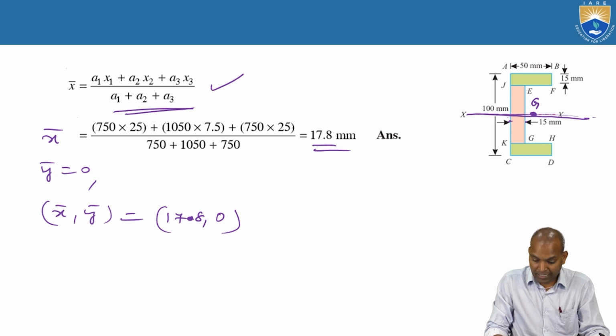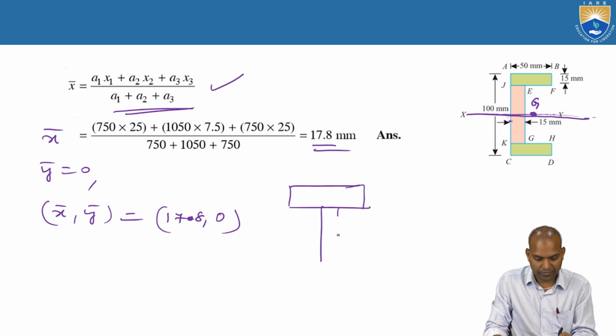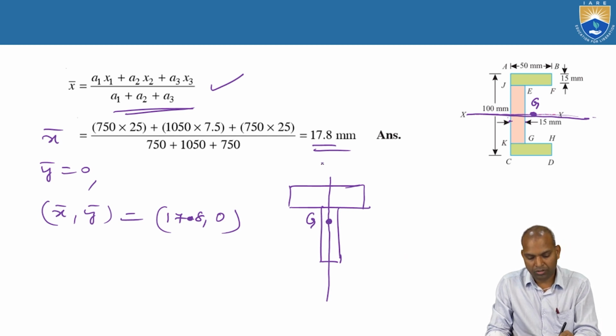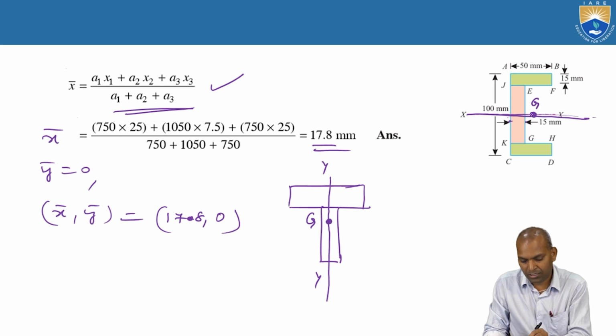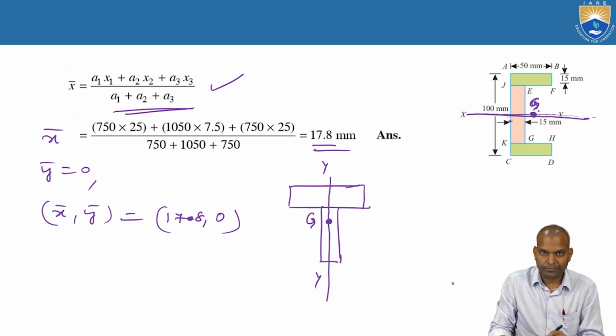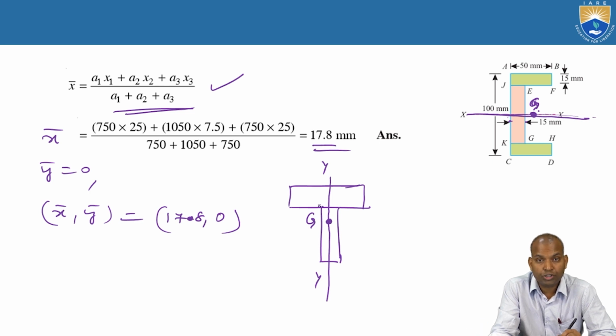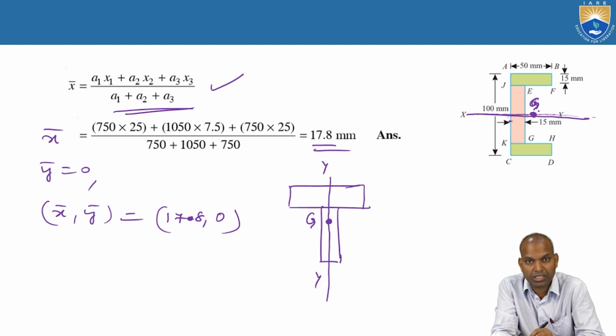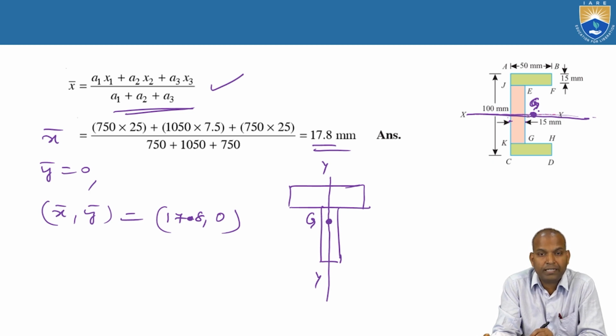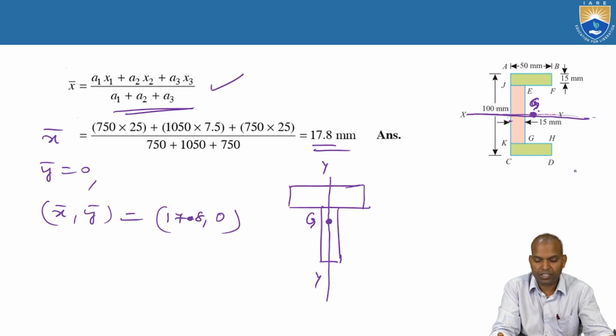Now, we can understand from the previous session, T section to this channel section, carefully understand, there is something very, very important I'm going to mention here. For the T section, the G value, the centroid, is on the Y axis, whereas for the channel section, the G value is outside the geometry. In the case of the T section, it is on the geometry, whereas G for the channel section is outside the geometry. So the centroid can be on the geometry or outside the geometry. One has to know the difference between T section and channel section.